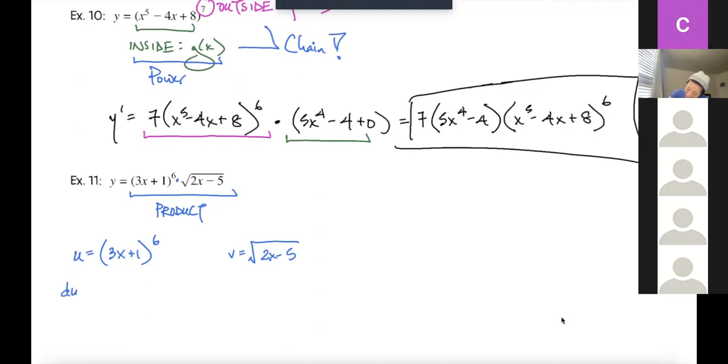Okay. What do we get for our du here? So if u equals 3x plus 1 to the 6th, what do we get for our du? Okay, so 6 times 3x plus 1 to the 5th. I would say that that is almost right. What do we need to consider?